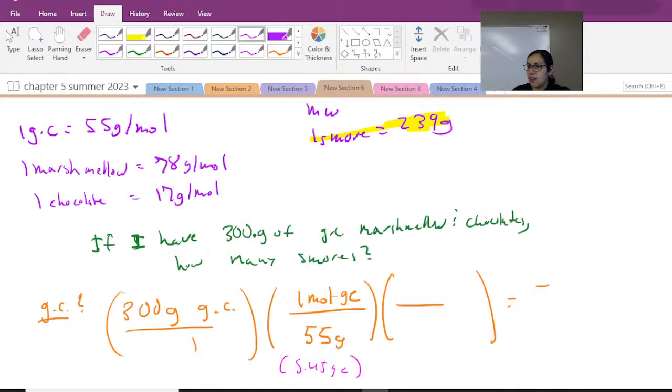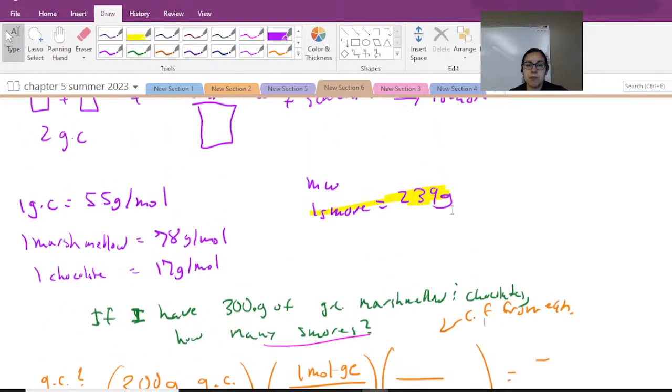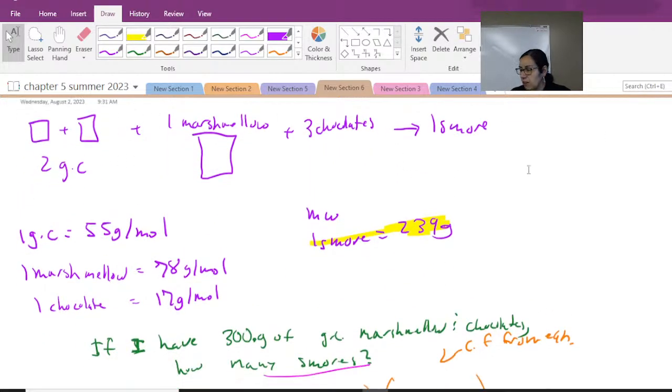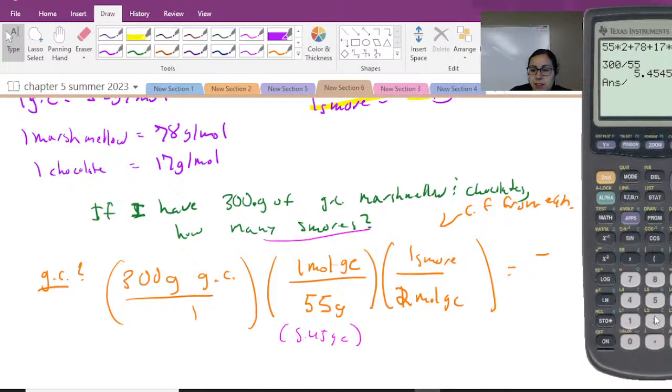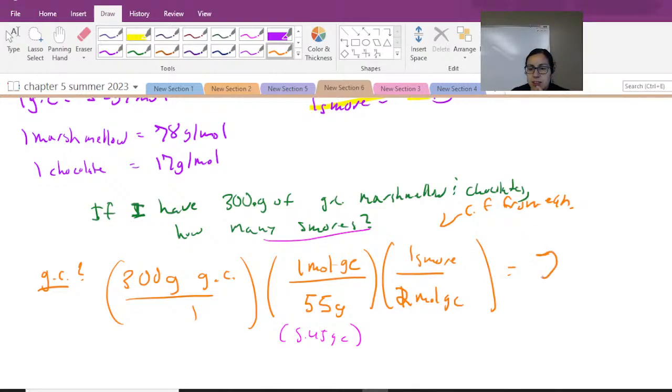But then that's not our answer, right? We need to know how many s'mores. So the last step, the conversion factor from the equation. Go back to your equation: 2 graham crackers for every 1 s'more. So 2 moles graham cracker for 1 s'more. And so now we divide by 2, and we get 2.72 s'mores with that.